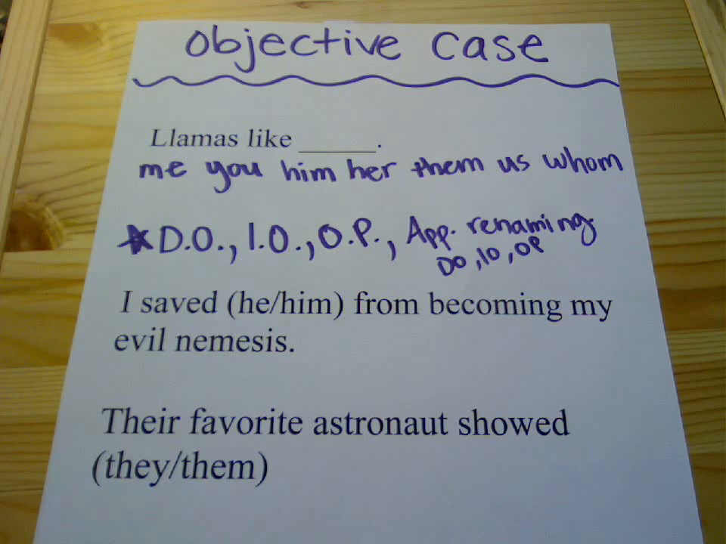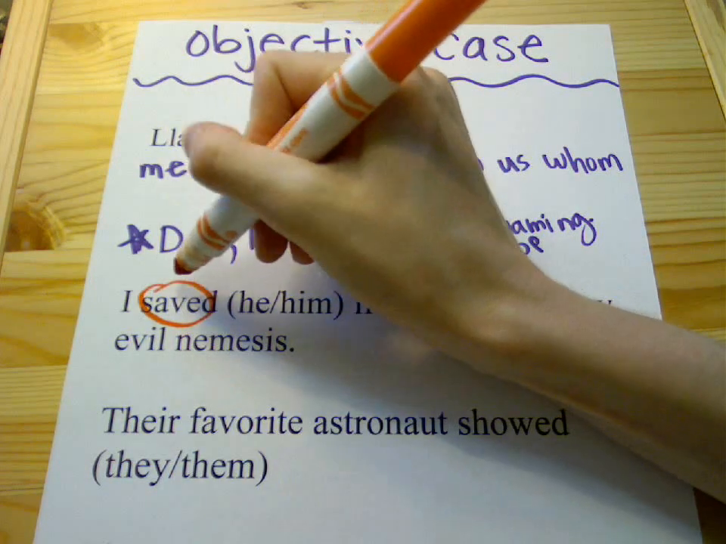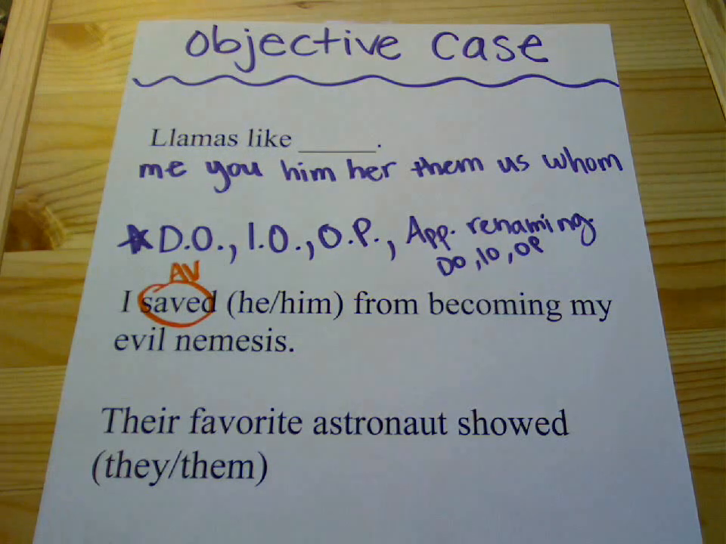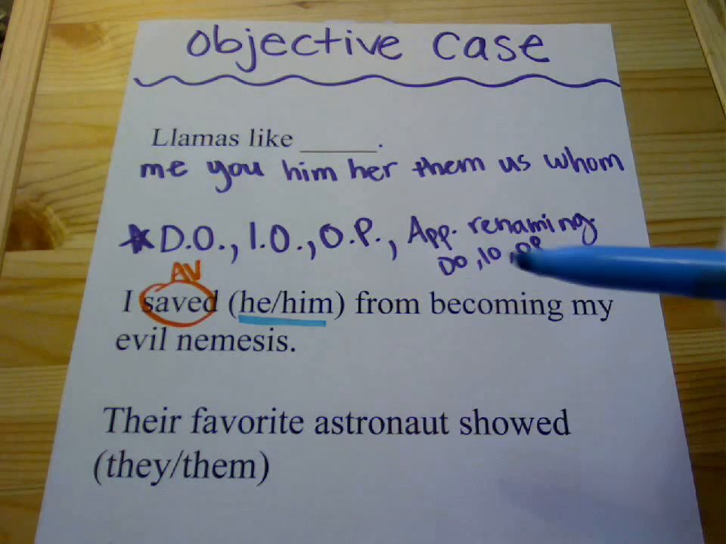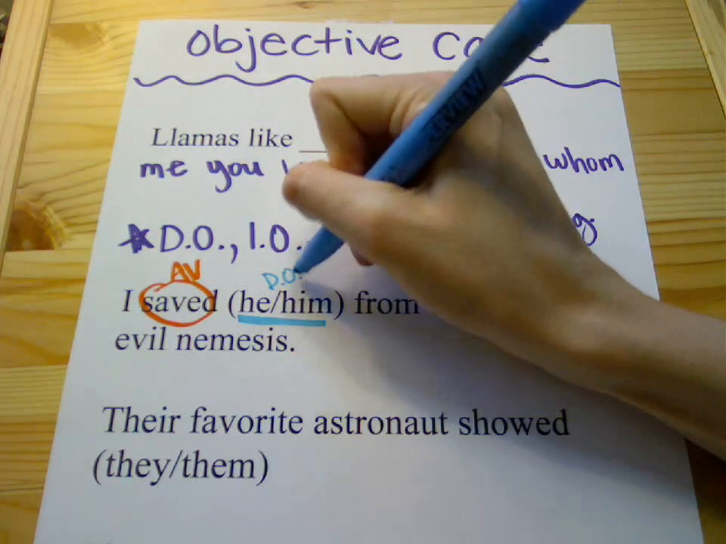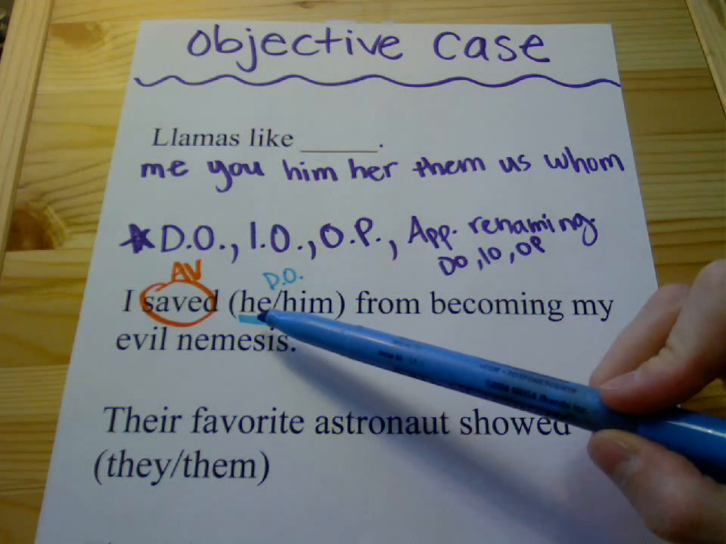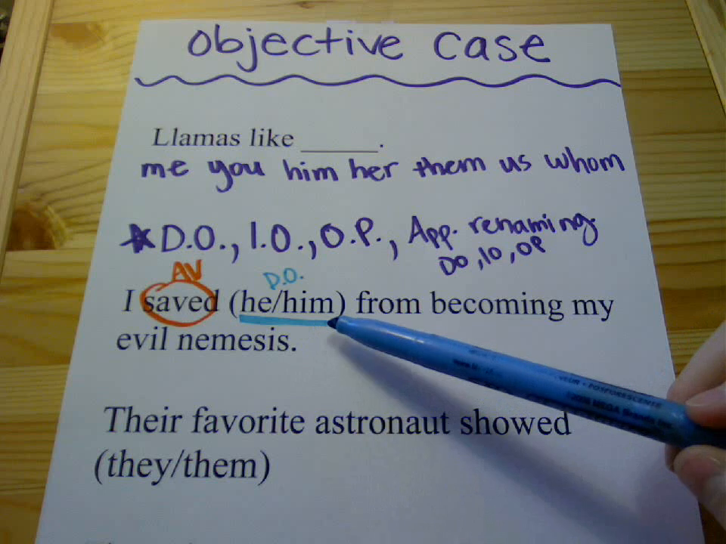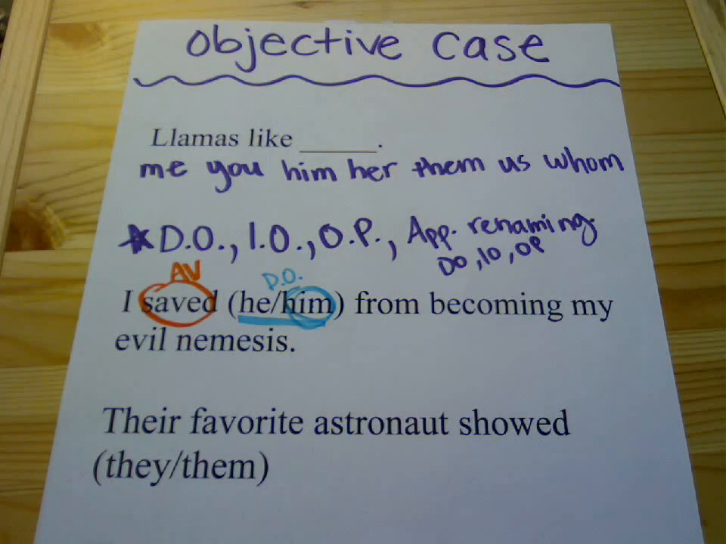I saved he or him from becoming my evil nemesis. All right, so our verb here is saved. We always want to find our verb first, and it's an action verb. Okay, so let's figure out what noun function this is right here. I saved what? I saved he or him. So this is a direct object. Now, direct objects are in objective case. So which one is objective? Llamas like he or llamas like him? Llamas like him. All right, next sentence.